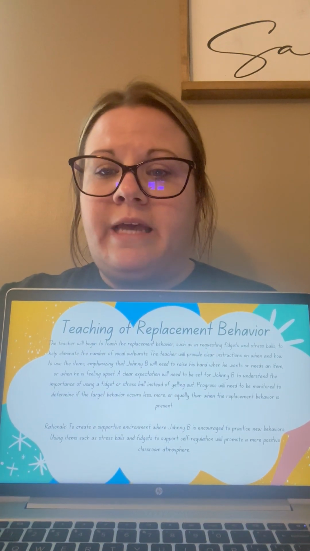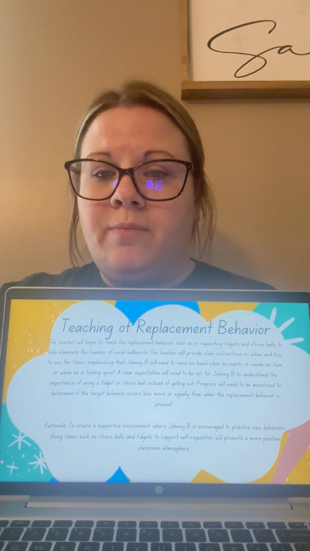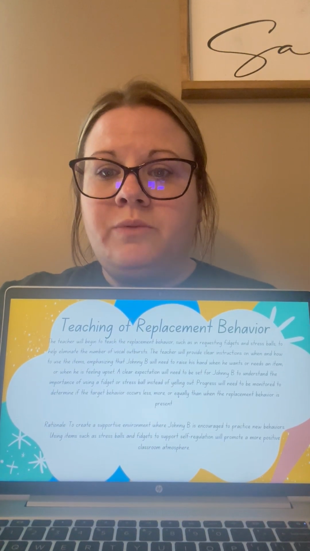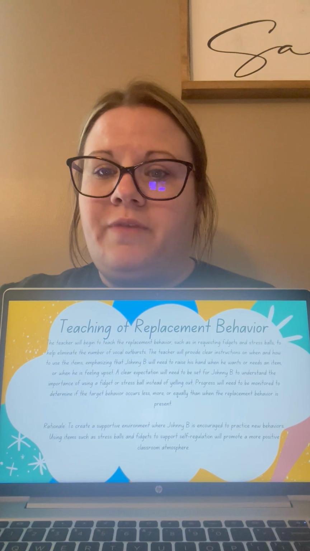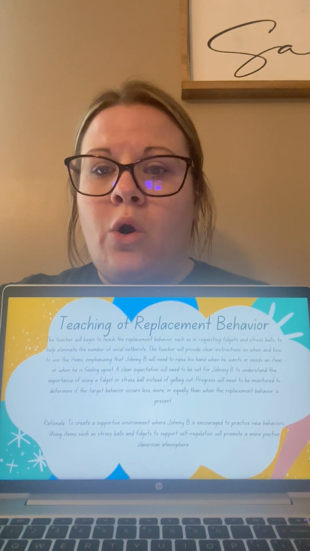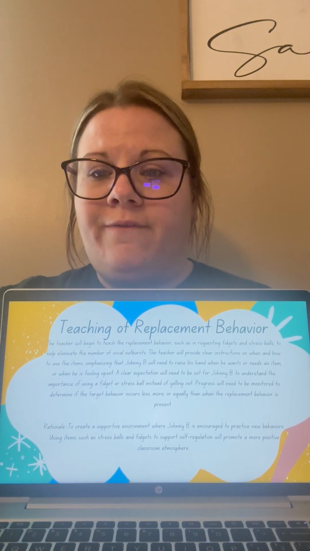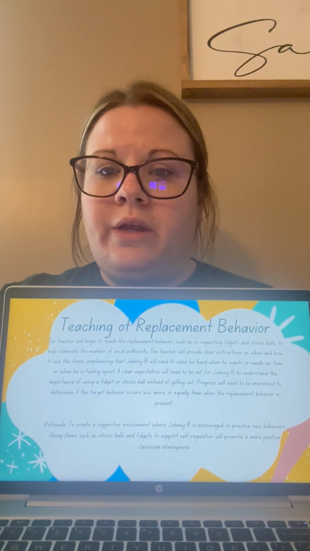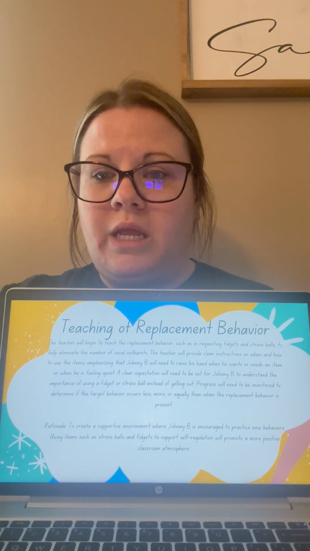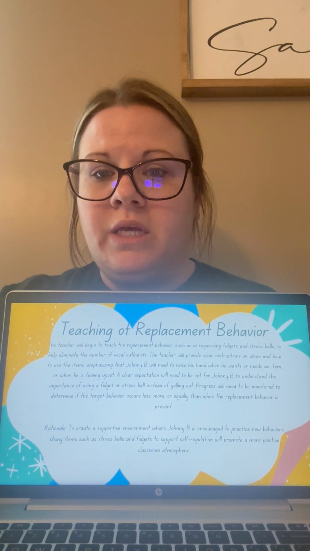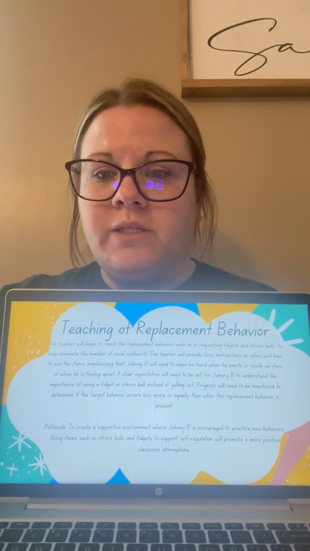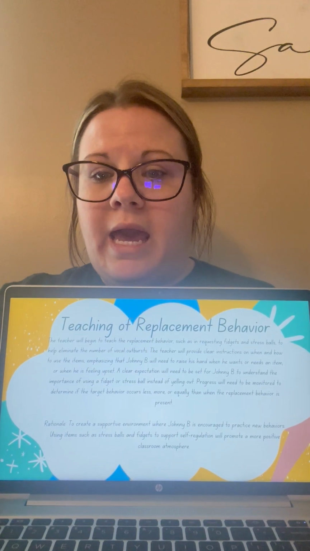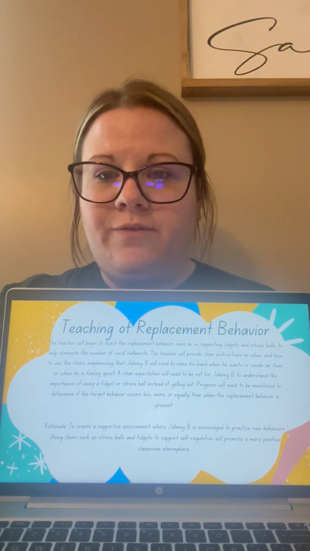A clear expectation will need to be set for Johnny B to understand the importance of using a fidget or stress ball instead of yelling out. Progress will need to be monitored to determine if the target behavior occurs less, more, or equally than when the replacement behavior is present. A rationale: to create a supportive environment where Johnny B is encouraged to practice new behaviors. Using items such as stress balls and fidgets to support self-regulation will promote a more positive classroom atmosphere.